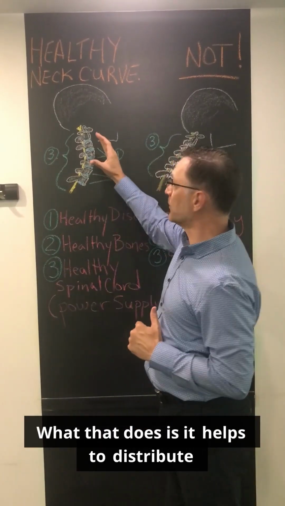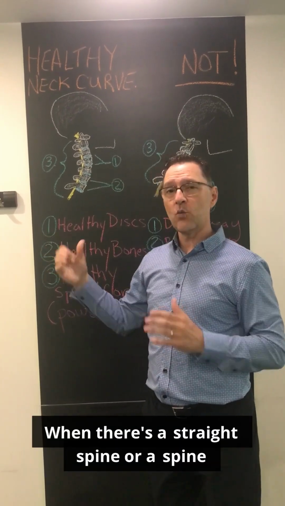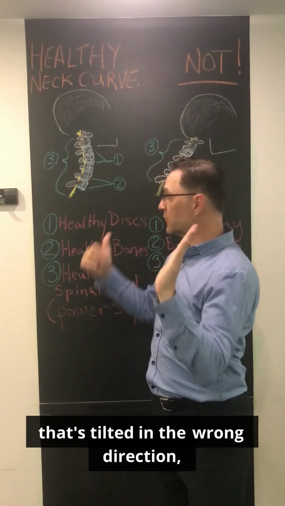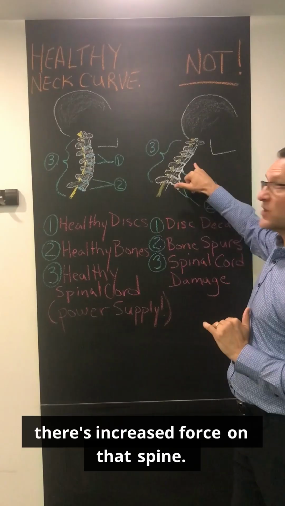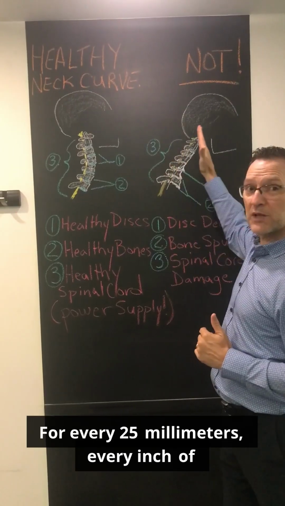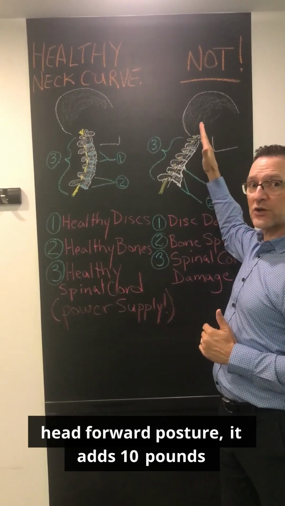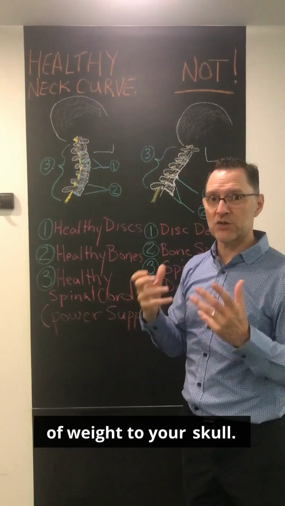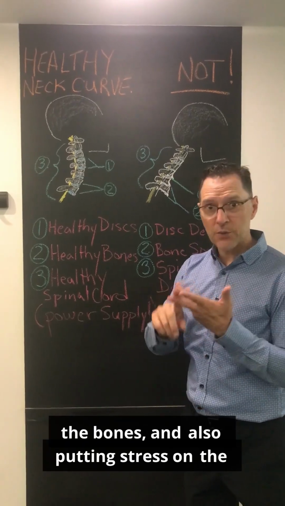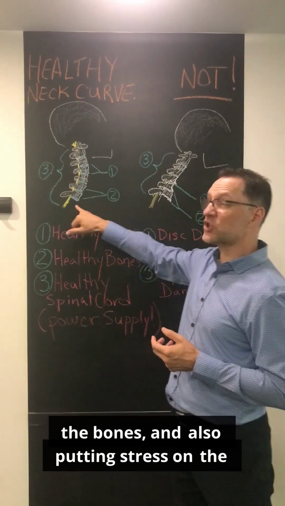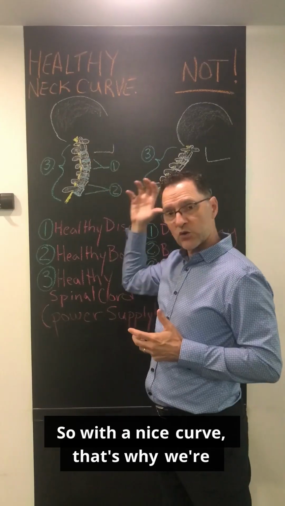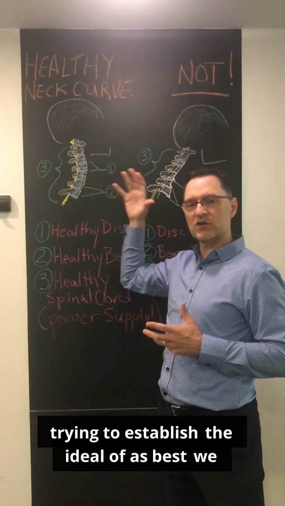What that does is it helps to distribute force. When there's a straight spine, or a spine that's tilted in the wrong direction, there's increased force on that spine. So here's an example. For every 25 millimeters, every inch of head forward posture, it adds 10 pounds of weight to your skull. That weight is going into the discs, into the bones, and also putting stress on the spinal cord.